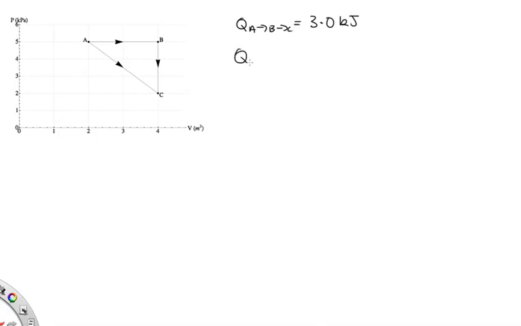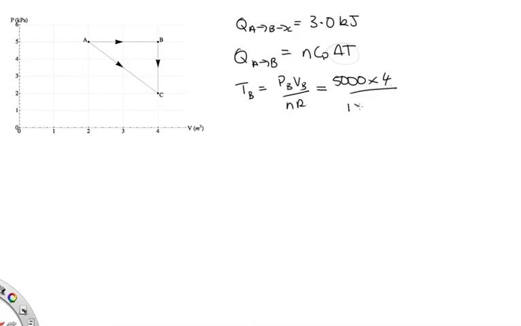We can work out the heat going from A to B using, from A to B we've got constant pressure, so it's nCp delta T. So we need to know the change in temperature between these two. To start with, we need to work out the temperature at B, which is equal to PB VB over nR. The pressure at B is 5,000. The volume at B is 4, and this is over 1 times 8.314, which gives us 2,406 kelvins.